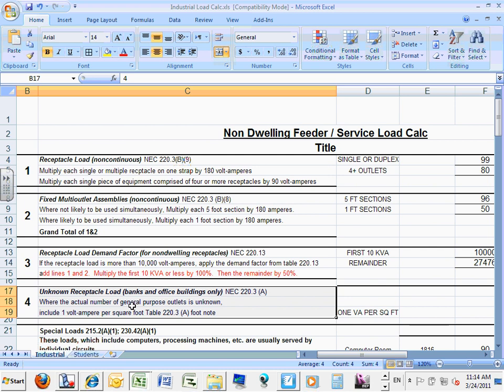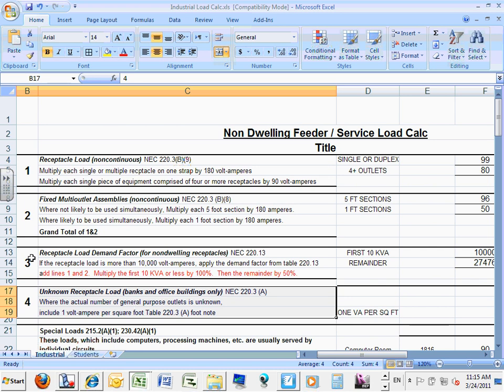Can I take your attention, guys, for a second? Unknown receptacles are only for office buildings, or the portion of the building that's office. Did you hear me? The office building or the portion of the building that's office. For all practical reasons, ignore it for this project. If you want to delete it, or just leave it there not doing anything, leave it there. Did you guys hear me?